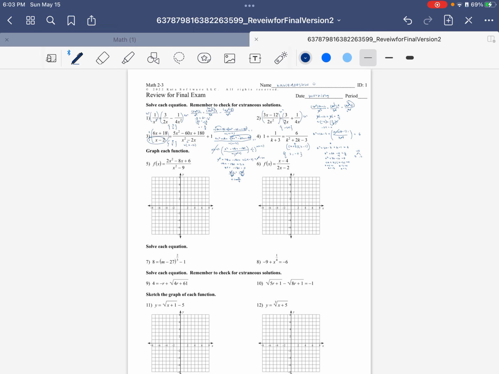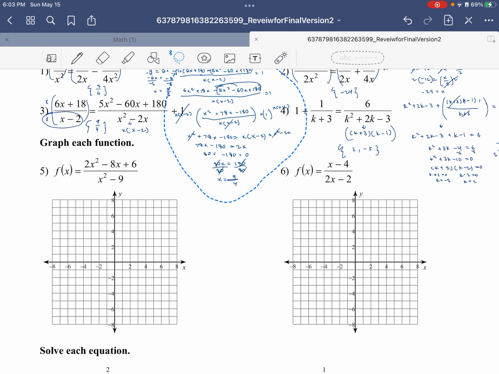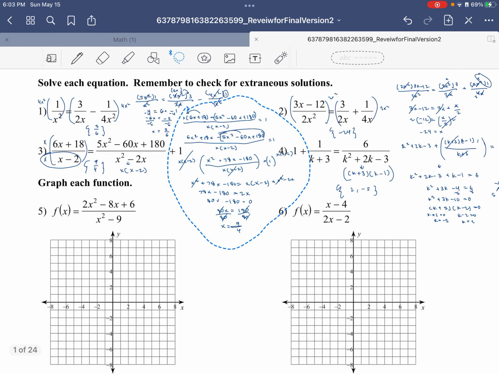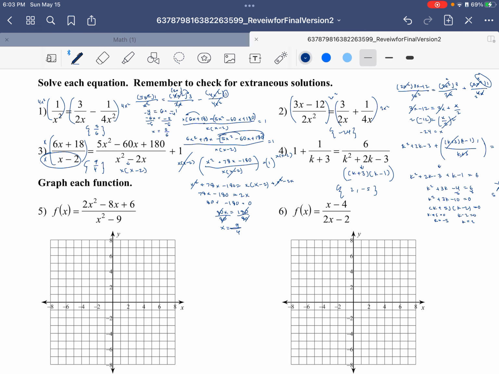Should we keep going? Yeah, okay, let's graph, and then I will make a second part for the following stuff. Okay, hopefully that's enough room.